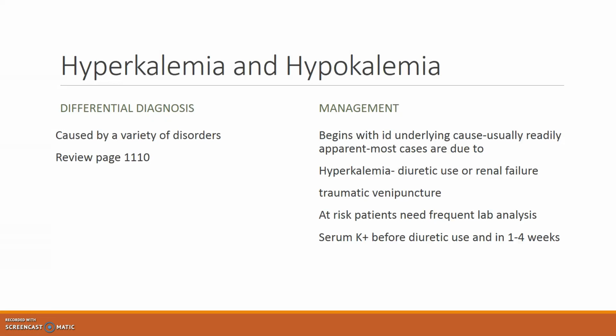At-risk patients need frequent lab analysis, so you determine that by their multiple comorbidities or the severity of the over or under potassium. So serum potassium before diuretic use is standard of care and within 1 to 4 weeks. That just has to be included in the management.